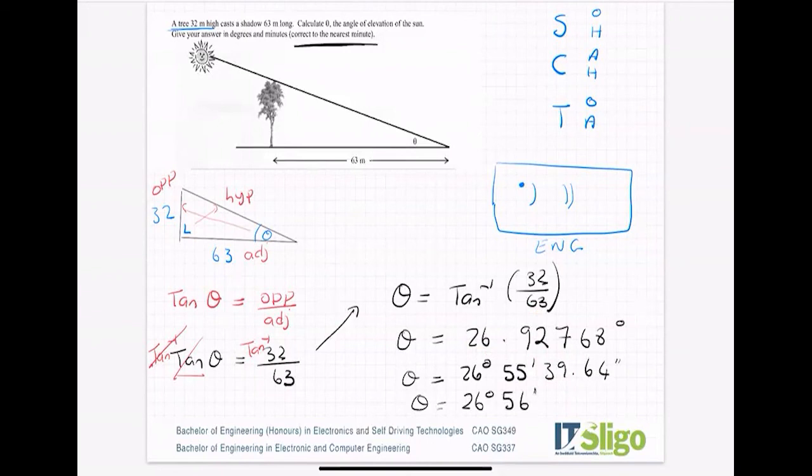Okay, and you can see if you hit this button again, it just takes you back to decimal. So you can flick between decimal and degrees, minutes. Okay, and that was that question.